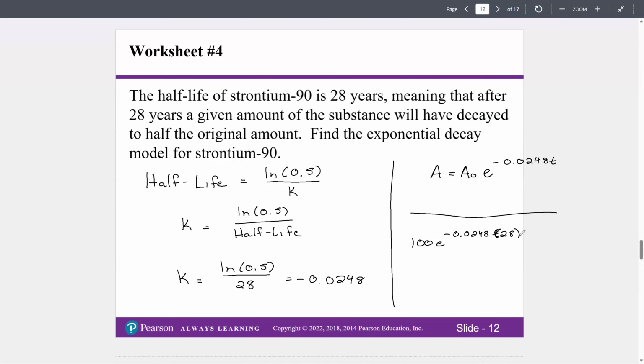So we're going to have negative 0.02548 times 28, which is going to give me approximately 59.9. So yeah, about half of it's left over. So our model is correct. We do have the right decay rate.